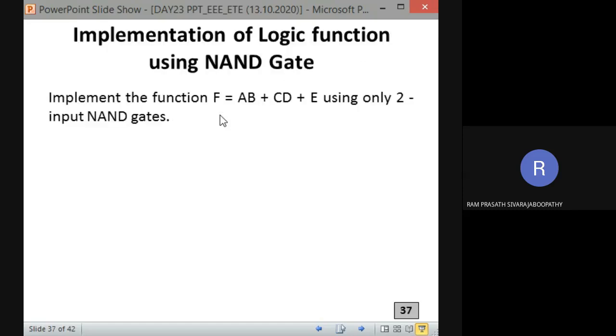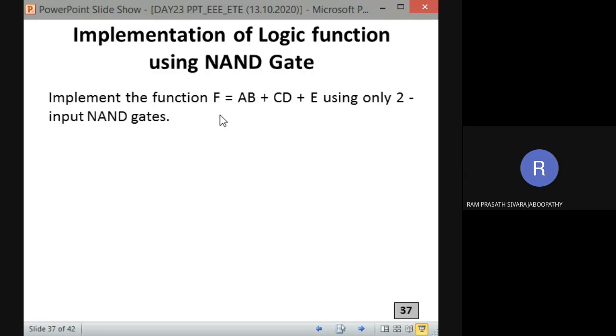Implement the function f equal to ab plus cd plus e using only 2 input NAND gates. Shall we implement? What about the first step? We have to implement it with the basic gates, correct? Shall we implement? So how many AND gates and OR gates do we need now? Can you people type it in the chat?